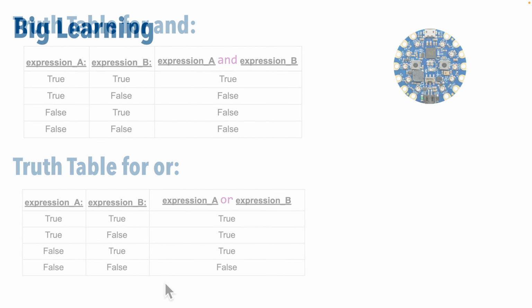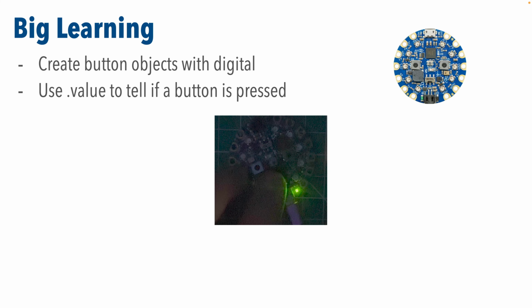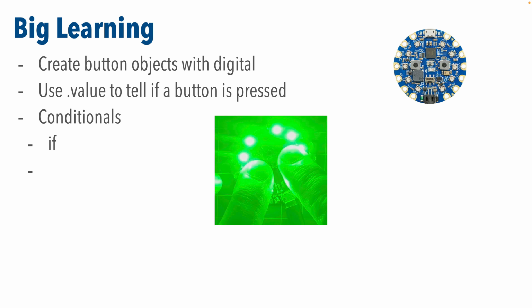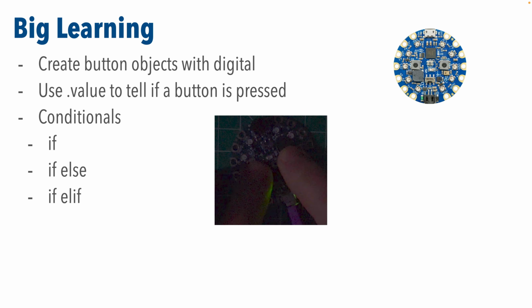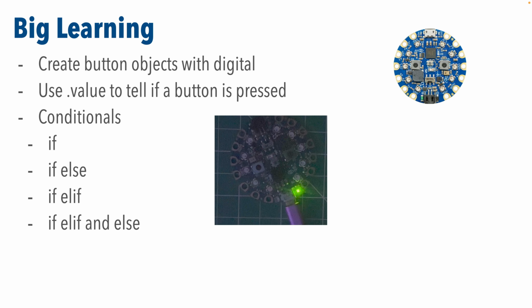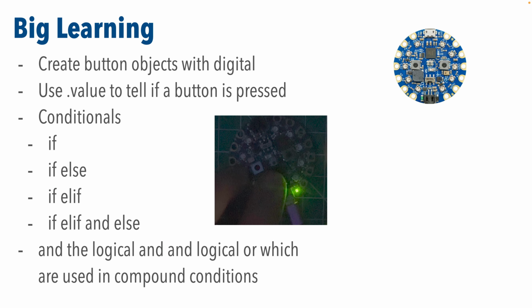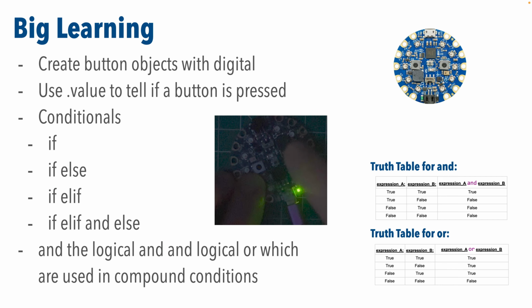So once again, there was some exceptional big learning in this lesson. We learned how to set up buttons, how to tell if a button was being pressed by examining its value parameter, see if it was true or false. We learned about conditionals with if statements, the if-else, the if-elif, and the if-elif and else, as well as the logical and the logical or, which are used in compound conditions.